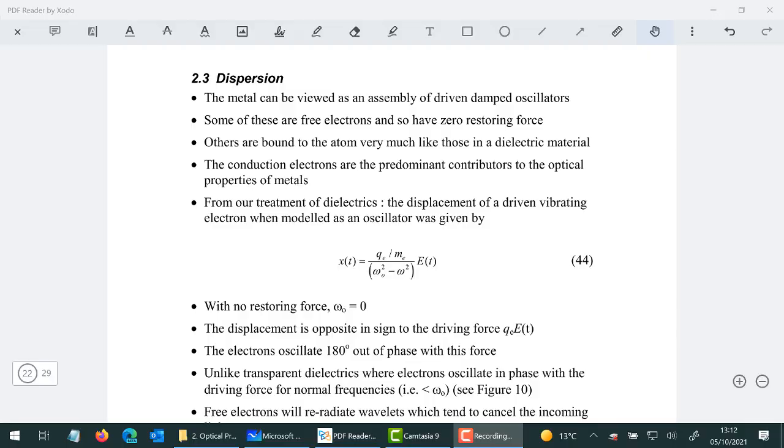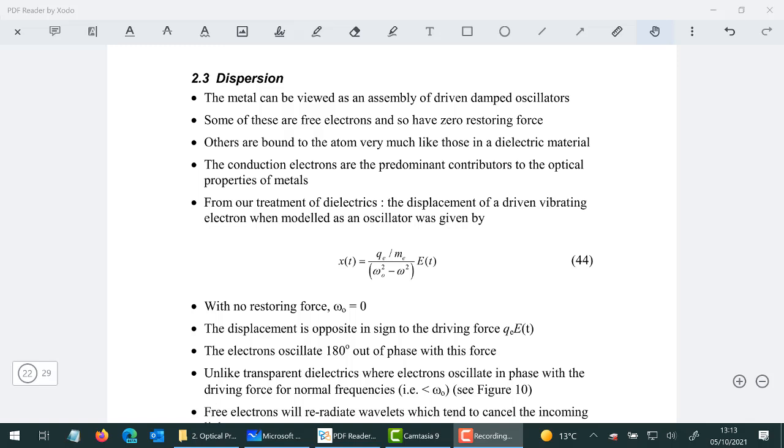In the same way that the refractive index depends on frequency within insulators, we also have the same behaviour in metals, this idea of dispersion. We can think of the metal as consisting of two classes of oscillator: the bound electrons which hold the material together, and the free electrons.